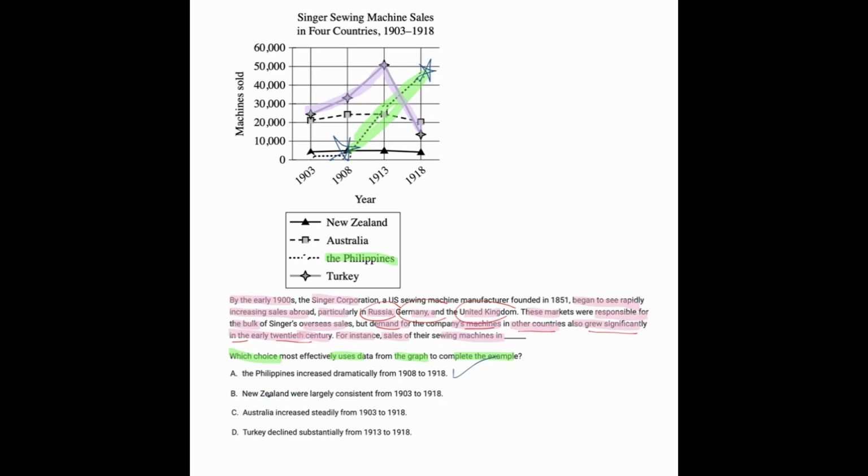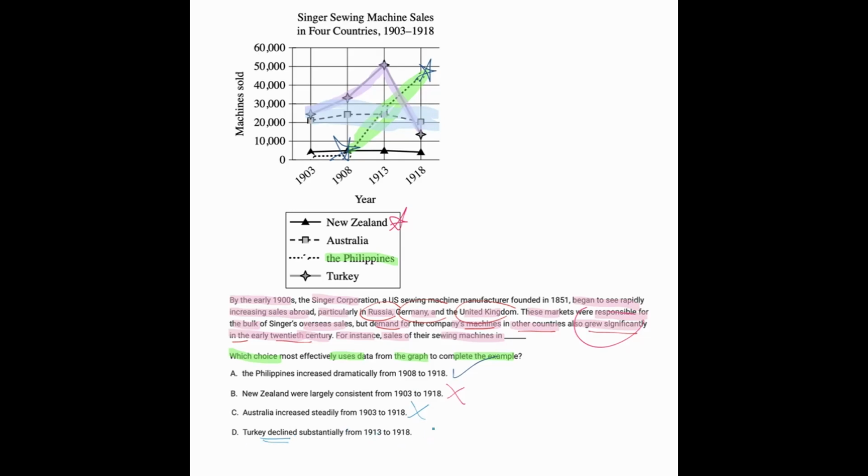B, New Zealand, sales in New Zealand were consistent. Now they were consistent in New Zealand, but that just doesn't support the point because we're looking for demand to grow significantly. In C, Australia increased steadily, and Australia is the square, and that one is not really increasing steadily. It's kind of staying flat. So C is out.